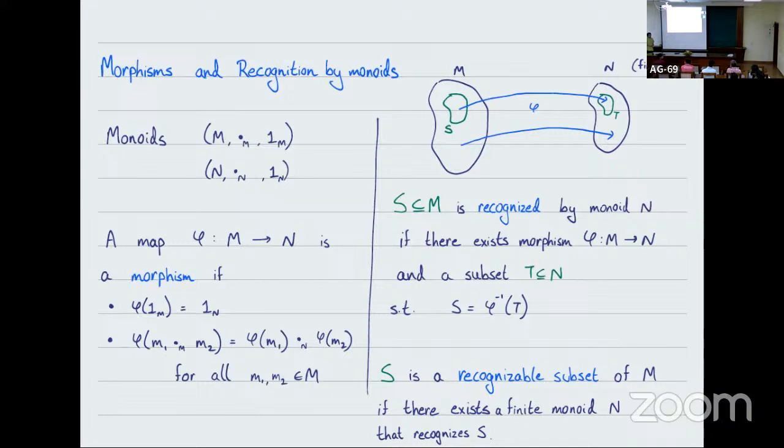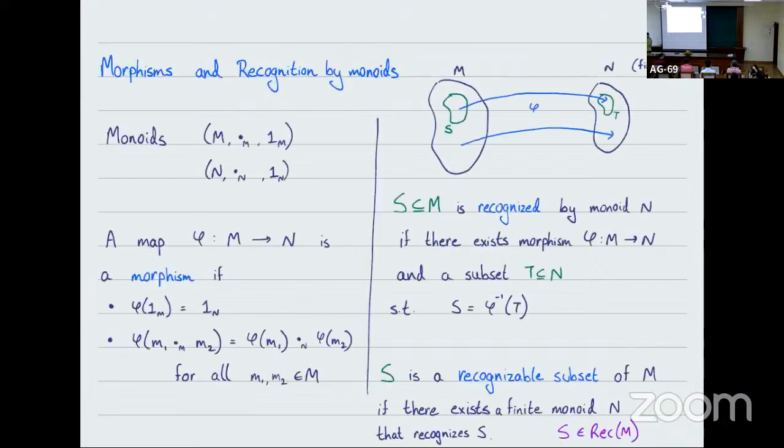M may be infinite. So finite. We want recognition by finite monoids. So for example, strings, natural numbers, etc. And we'll just use this notation. Rec M is the set of all recognizable subsets of M. We'll let S be in Rec M. If the monoid is given, the recognition will be clear.